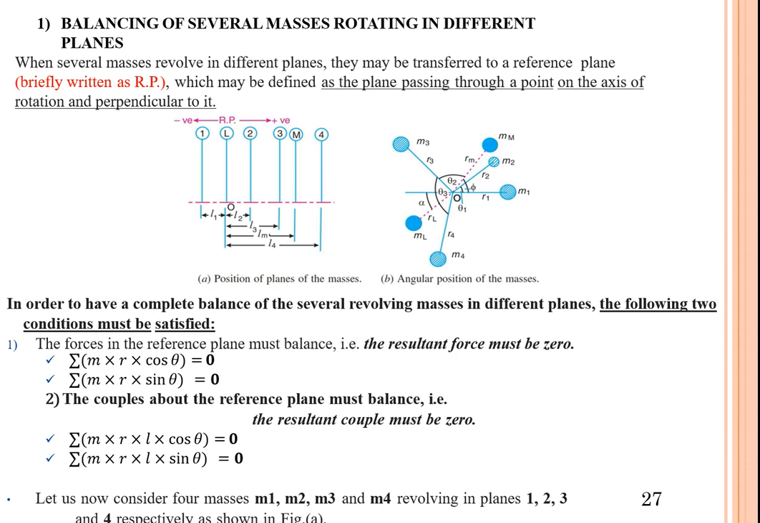Once again, to be in equilibrium, two conditions must be satisfied: the resultant force must be equal to zero, and the resultant couple must be equal to zero. Resultant force zero means the sum of m r cos theta must be equal to zero, and the sum of m r sin theta must be equal to zero. Similarly, the sum of m r l cos theta is equal to zero, and the sum of m r l sin theta is equal to zero. This is what the values must come to.